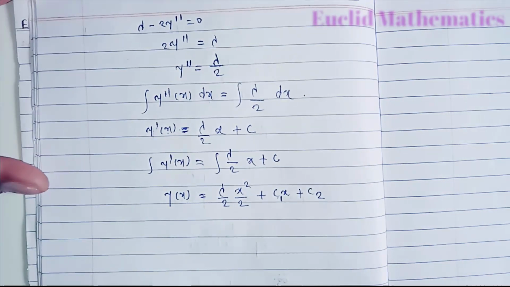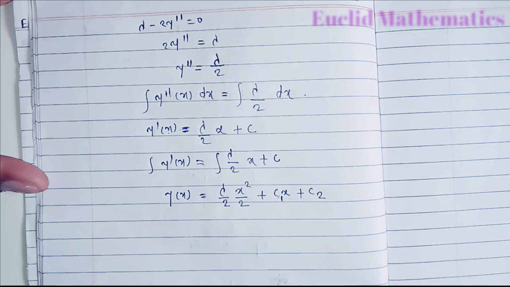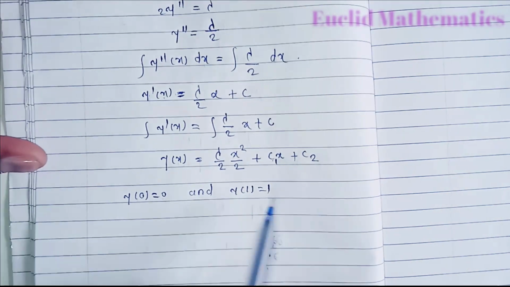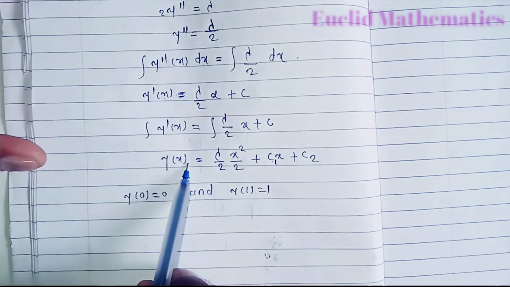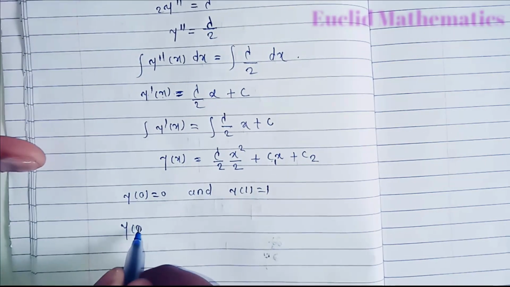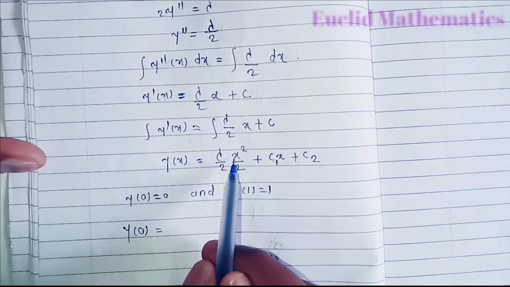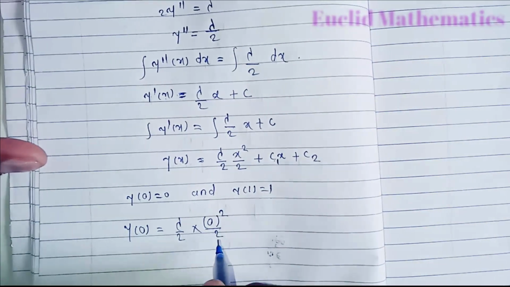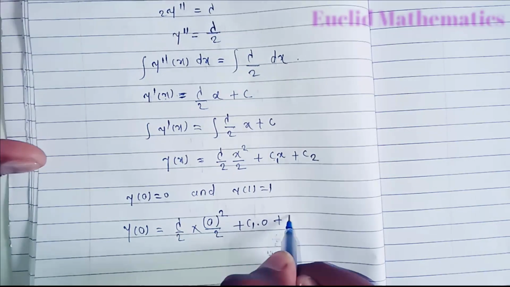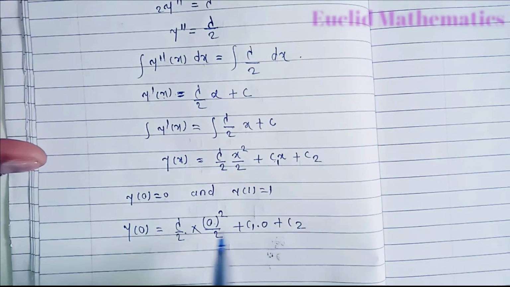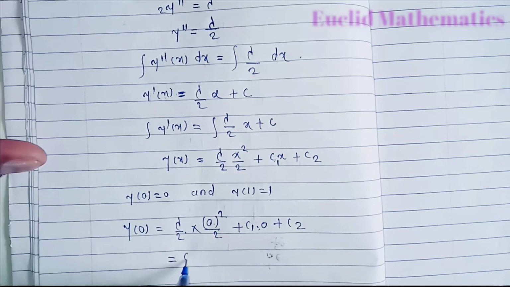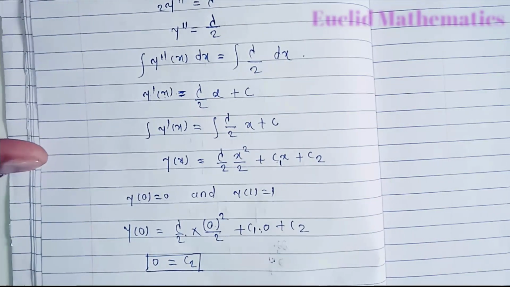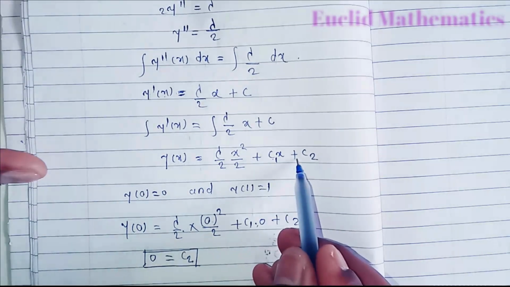The initial conditions in our example are y of 0 equal to 0 and y of 1 equal to 1. So substitute y of 0 equal to 0 in our equation. That means in y of 0, substitute 0 in place of x everywhere: lambda by 2 multiplied by 0 square by 2 plus c1 into 0 plus c2. This term is 0, this one is also 0, so c2 equals y of 0, which is 0. That means we got the value for c2, which is 0.